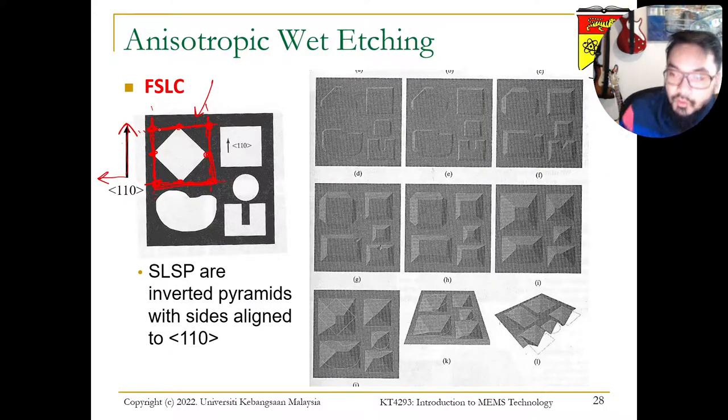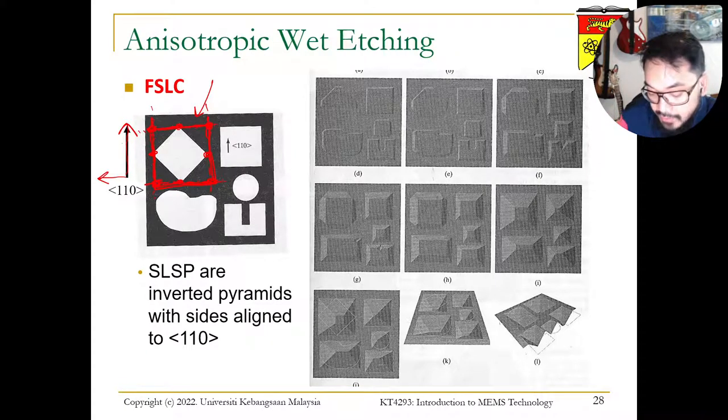So at the end of your etching process, once you reach your SLSP, stable self-limited stable profile, your FSLC is a square, with the most important thing here being to estimate the opening size, the side. So how large is the side? You can determine that by doing trigonometry.